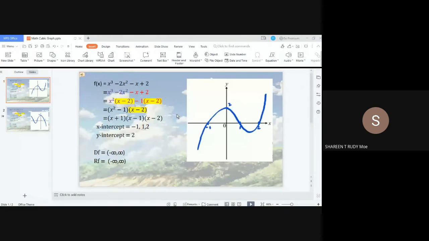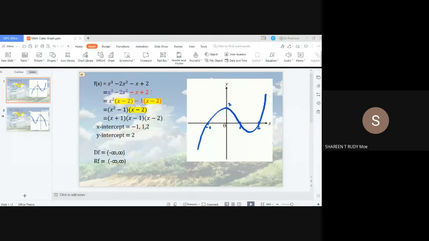So I'm going to show how to solve the cubic function and draw the graph. For this part, we will look at the first two terms first. The greatest common factor for the first two terms is x squared. We put it down here, and then x cubed divided by x squared, we will get x. Negative 2x squared divided by x squared, we will get negative 2.